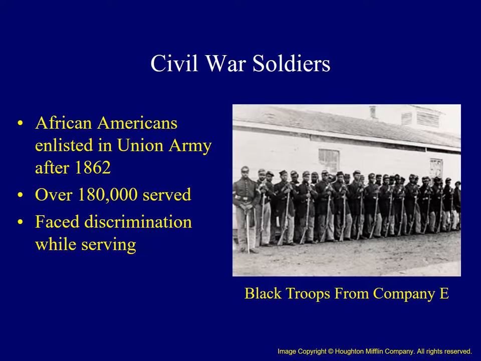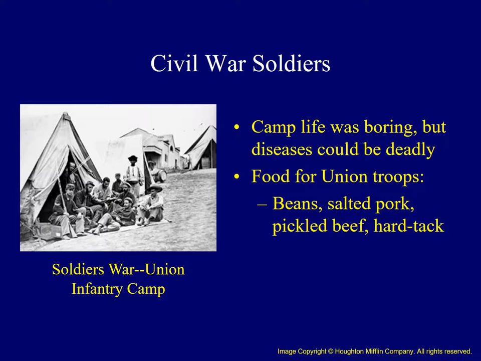Camp life was known for its drudgery, but it could also be dangerous. Drinking water could easily be contaminated, and diseases such as dysentery and typhoid fever were common. On the side, we see a camp of Union soldiers. Food for Union troops often consisted of beans, salted pork, pickled beef, and hardtack, hard biscuits made of water and flour.